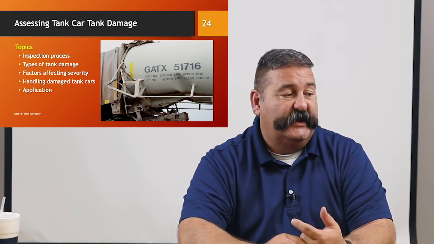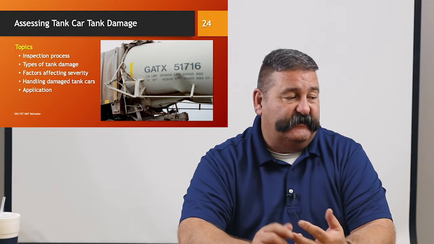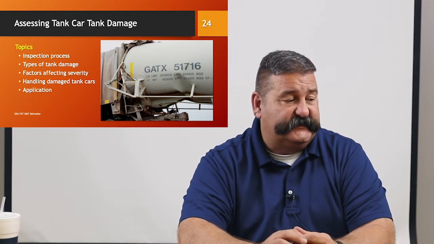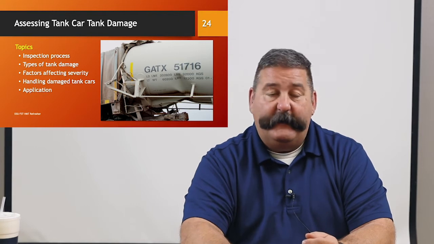When you're assessing this type of situation, there are some things we want to make sure we look at. First and foremost, we'll look at the inspection process. We look at the types of tank damage, the factors affecting the severity of this rail car, handling damaged tank cars, and then the whole application of the situation.